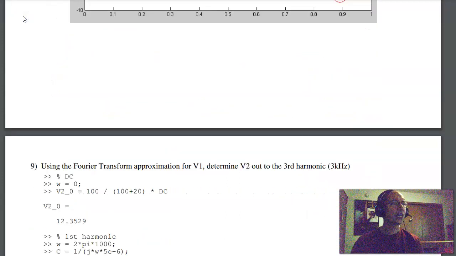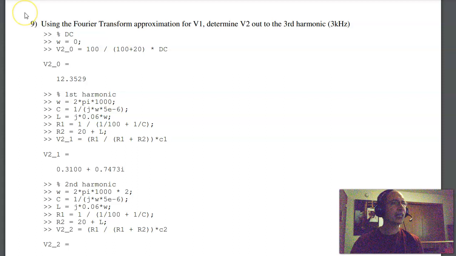Once I have the input, I can find the output. And this is exactly what we've been doing throughout the semester. If I have a DC term and a 60 Hertz term, I split it up. I analyze the circuit at DC and 60 Hertz. In this case, I've got a DC term of 12.35 volts. At DC, this is the gain times the input, which gives you 12.35 volts.